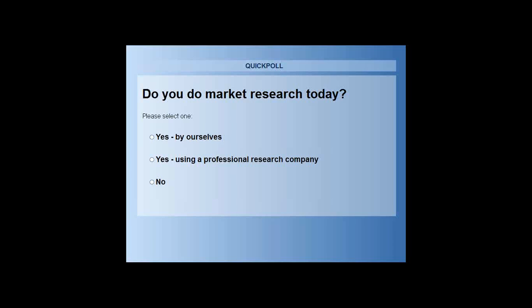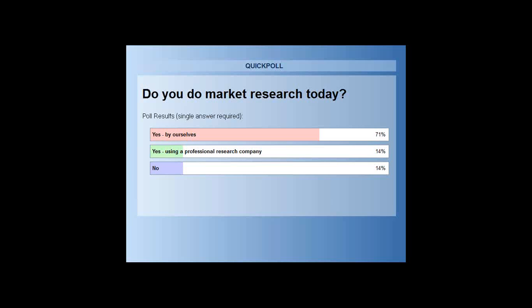Looks like so far about 75%. Looks like most of you probably do it by yourselves, and then a few of you are doing it externally, and some of you not doing it at all. Looks like everyone's coming in. Thank you. I'll just show that quickly. It's mostly by ourselves, with an even split between fewer people externally and some not at all.